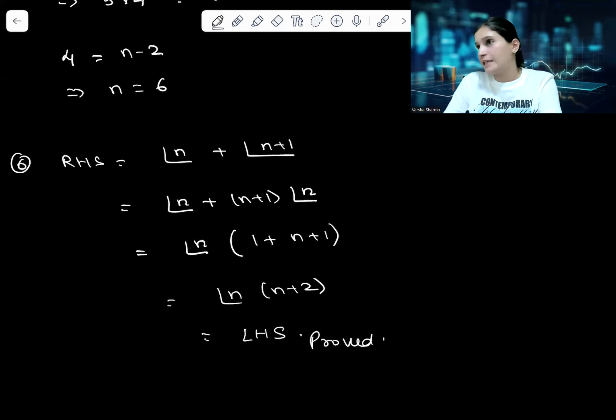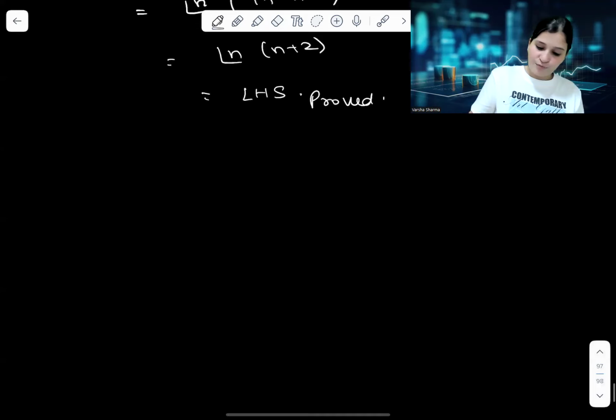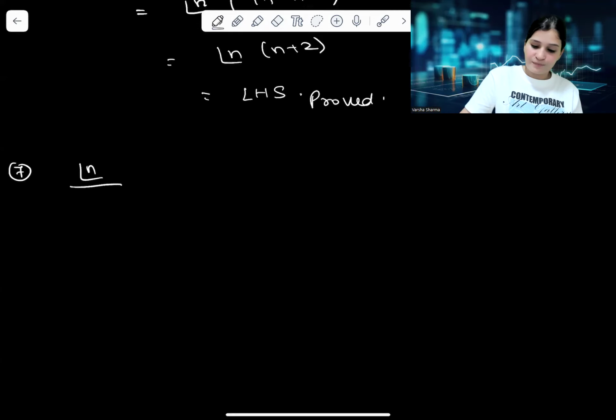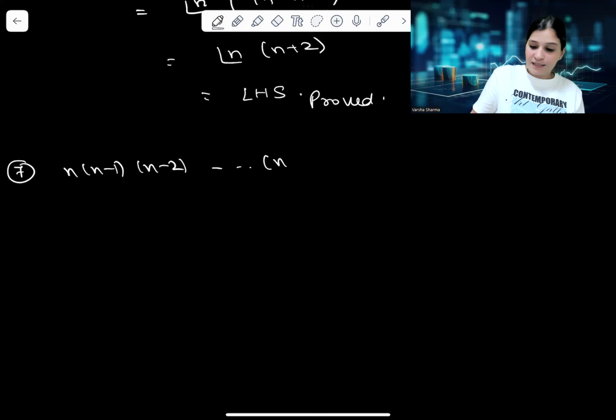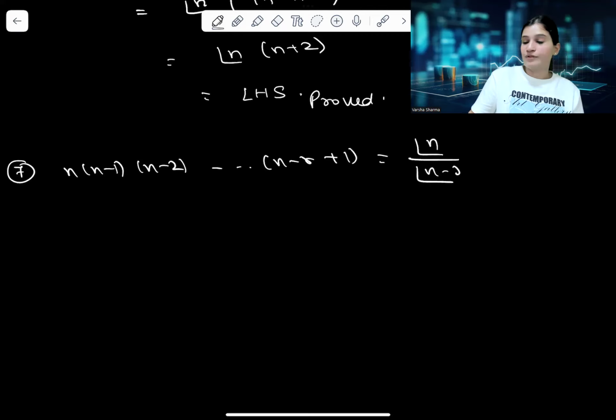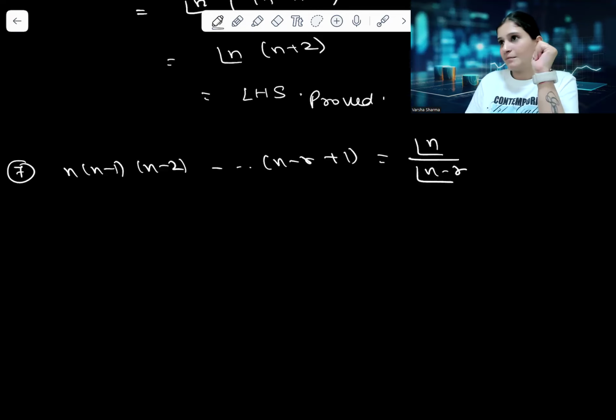Prove question number 7. Okay, let me show you. To prove question number 7, factorial n minus 1, n minus 2, n minus r plus 1. This is what we have to prove, right? So let me first show you with the help of an example. I can't prove with the help of an example, right? But let me first explain.